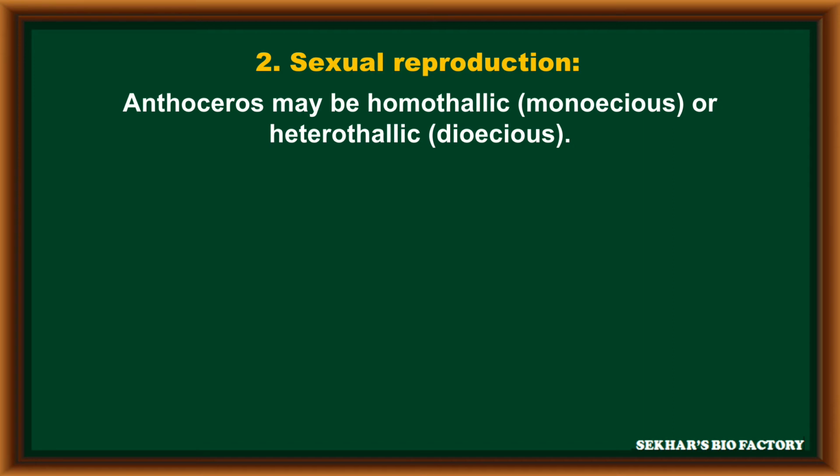The sexual reproduction. Anthoceros may be homothallic or heterothallic in nature. In homothallic or monoecious species, both male and female reproductive organs are present on the same thallus, but in heterothallic or dioecious members, male and female reproductive organs are present separately on two different thalli.